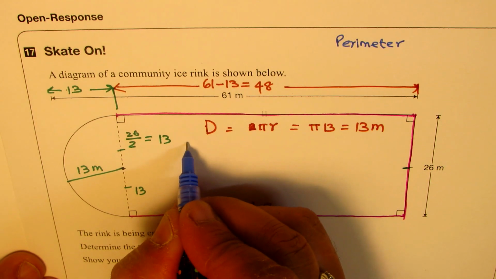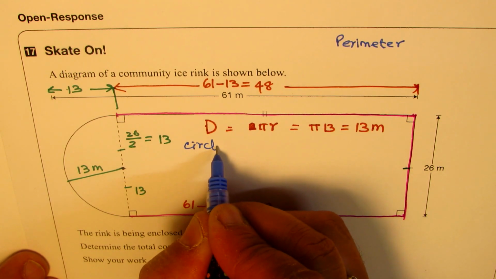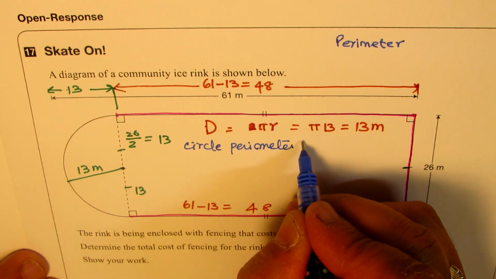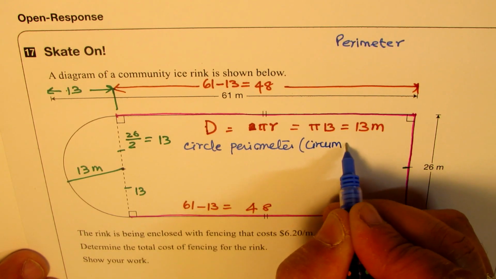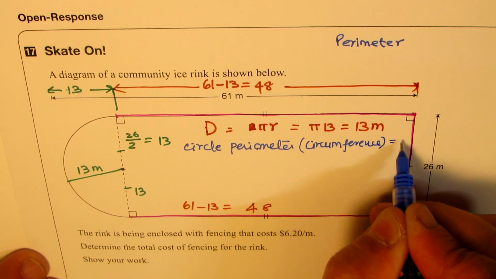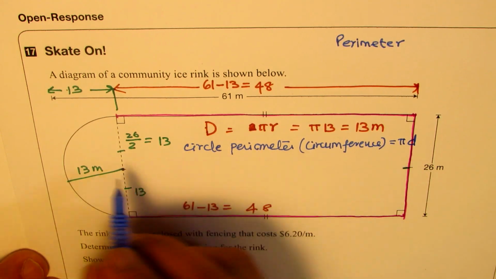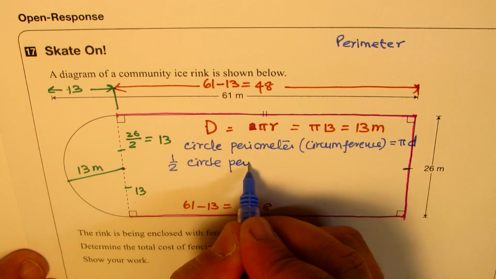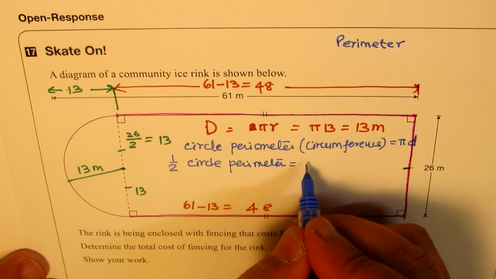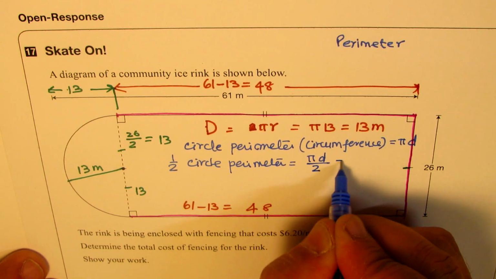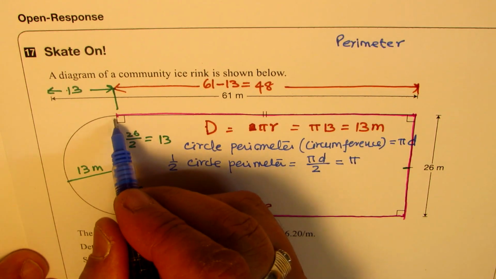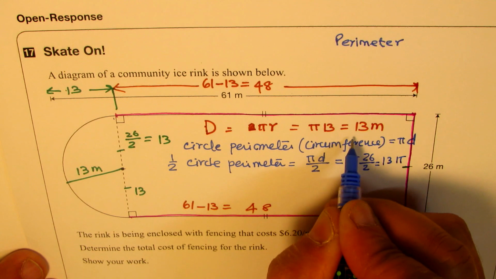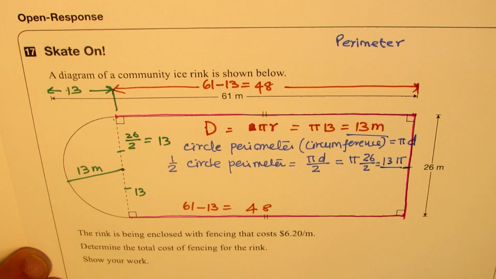Normally we can say circle perimeter, or circumference, is pi d, right? Pi times diameter. In this case, it is a half circle, so half circle perimeter equals pi d divided by 2. You could do it like this also, right? The diameter for us is 26. You could do 26 divided by 2 and you get 13 pi. So same thing. Do you see that? That's an alternate way of doing it, correct?